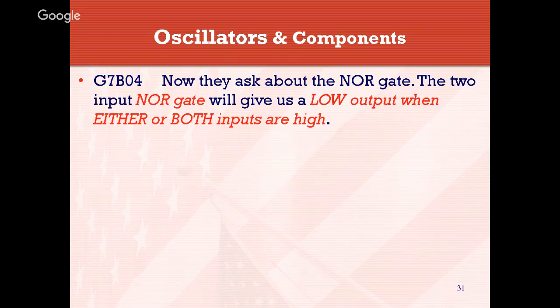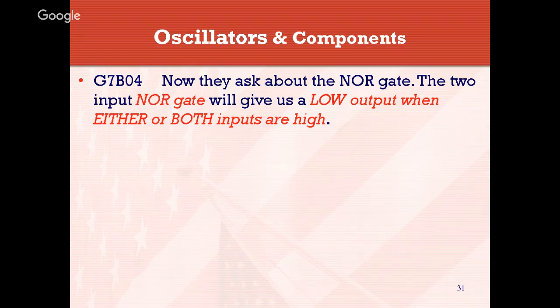So now they ask about the NOR gate. The 2-input NOR gate will give us a low output when either or both inputs are high. In other words, it's just the opposite of an OR gate. A NOR gate, if both inputs are low, the output will be high. If both inputs are high, the output will be low. That's what a NOR gate is, not either or.